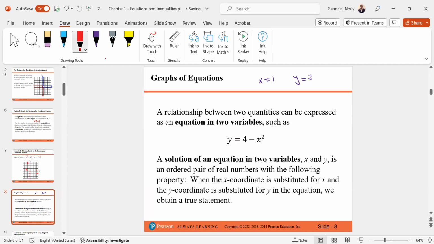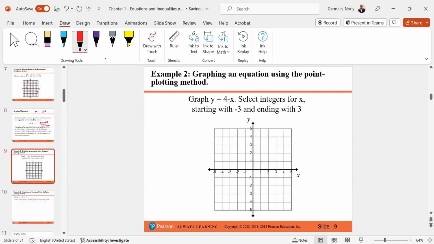If we substitute y for 3, and 4 minus x, we substitute 1. 1 squared is 1. So we have 3 equals 4 minus 1, because 1 to the power 2 is 1. So 3 equals 3. That's a true statement, so we can consider this statement as true. So that's an equation.